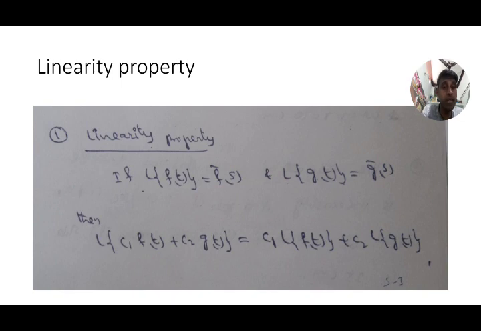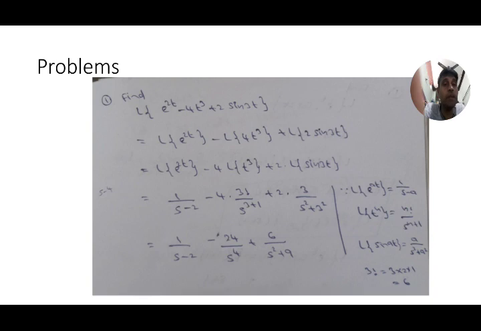It means the coefficients c1, c2 must be outside, and it is the sum of two functions. So we take the first function's Laplace transform, and next the second function's Laplace transform. If there are three or four functions in the sum, we will take those also, and the coefficients must be outside. So first of all, let us see the first problem. Find the Laplace transform of e to the power of 2t minus 4t cube plus 2 into sine 3t.